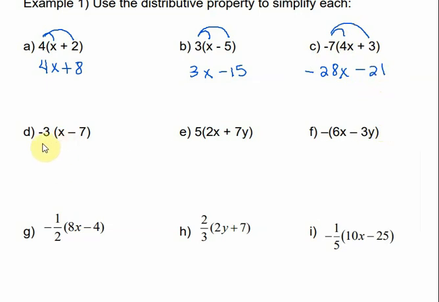All right, here again we have a negative number. Negative 3 times x is negative 3x. Negative 3 times negative 7, a negative times a negative, is positive 21. For E, we have 5 times 2x, which is 10x. And then 5 times 7y is plus 35y.